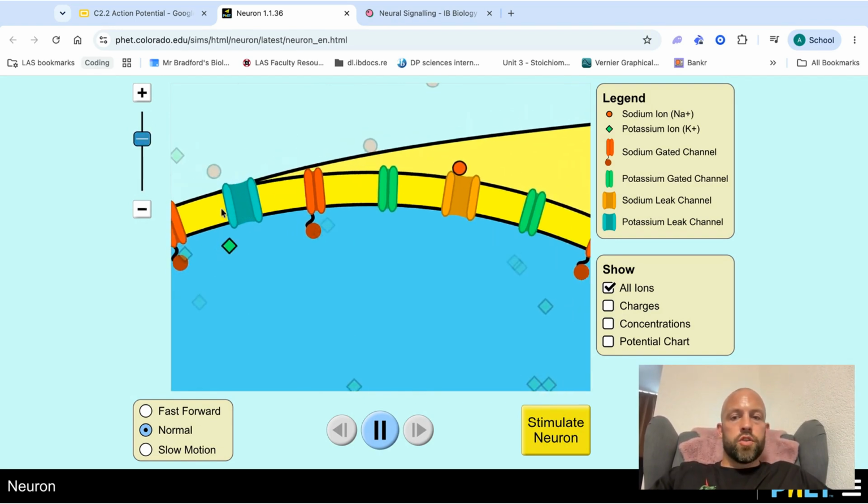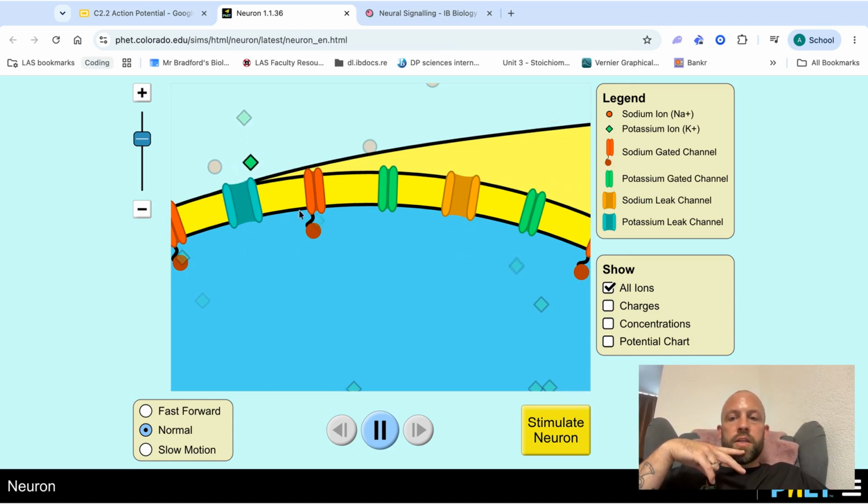We don't worry about those too much in IB. Like it's not included in any of the mark schemes for discussing them. But what is important is what is the difference between the circle and the diamond. So the circle are the sodium ions and the diamonds are potassium ions. You've got two different types of ions.